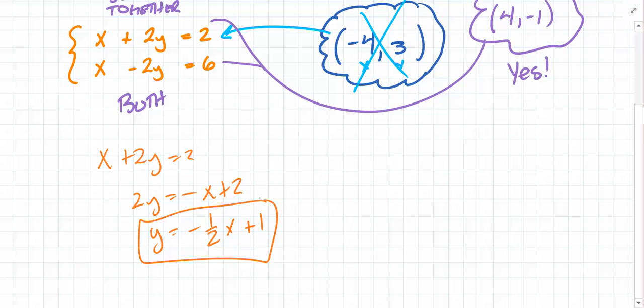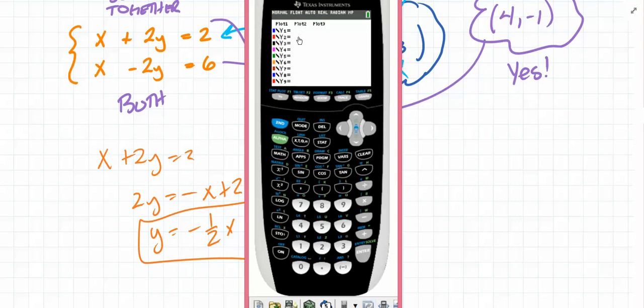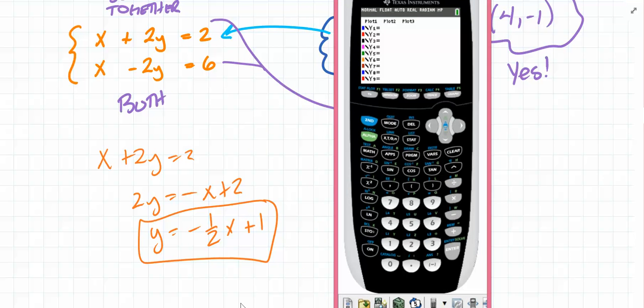Okay, good. We're going to plug this into the calculator right now. Please follow along and plug this in as well. We're going to get negative. The negative is the button below the 3. Negative, and then 1/2. You can just put 0.5 because that's 1/2.